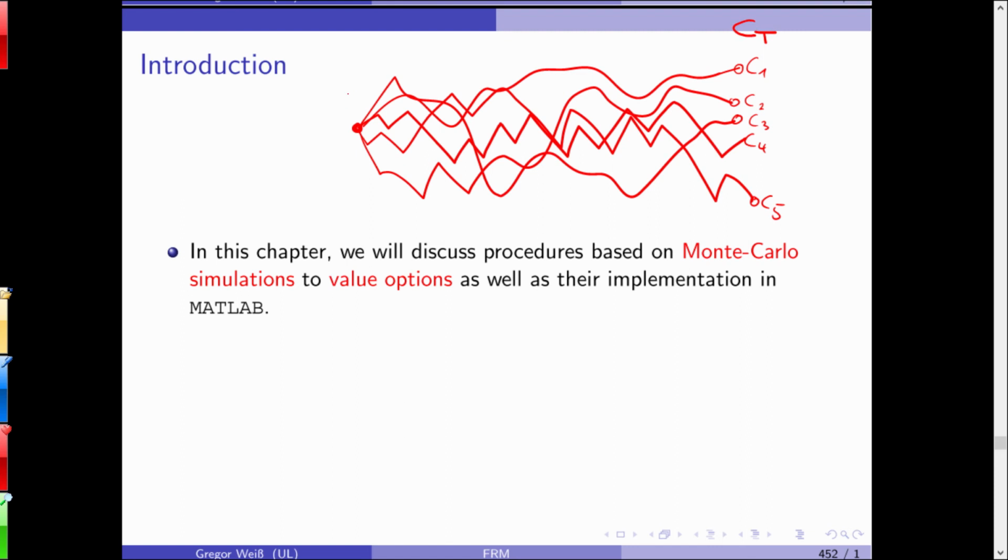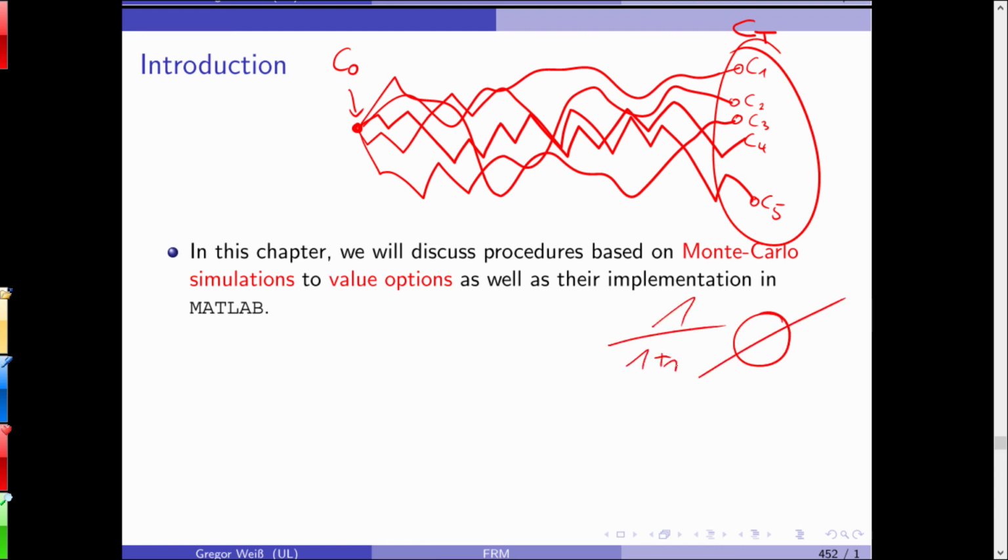But what do you do now to come up with this price? Quite simply, take the average and you discount it. You are simply taking the average, the expected value of those potential prices of the option at maturity, you discount it, and then you have an approximation to your option price. Now tell me why, what is the nice thing about this? Why do we need this if we have a Black-Scholes model?